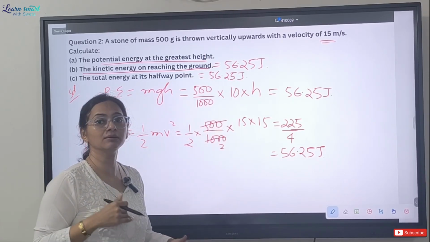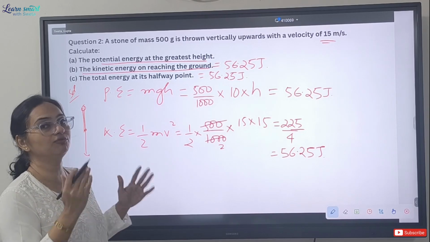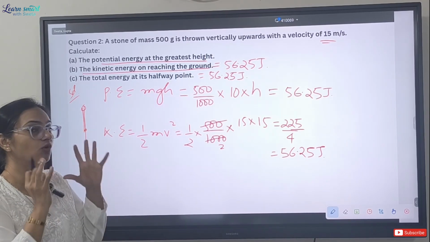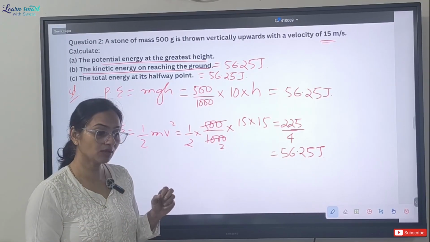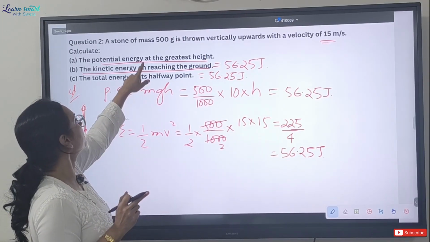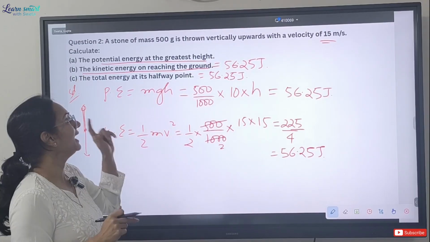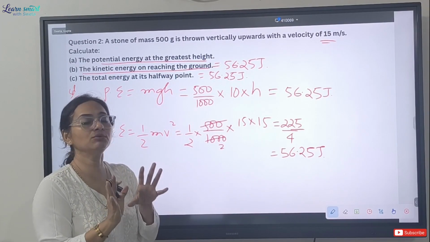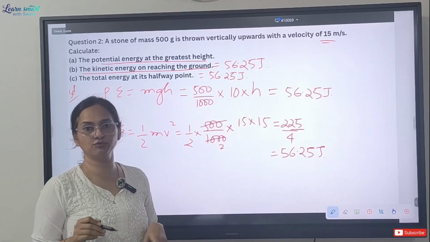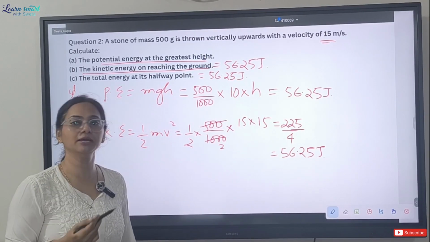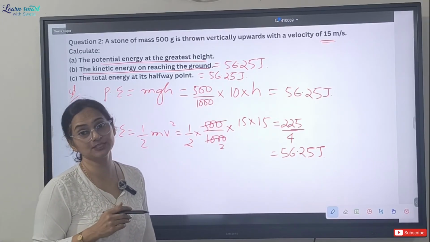So remember how the energy changes from one form to the other, and based on that the total energy will remain same. Whatever is the kinetic energy with which we are throwing the ball, the initial energy, that same will be the potential energy when it reaches the top, and that same when the ball falls and reaches the ground. Just before reaching the ground the energy will be same, which is 56.25 joules, and total energy at its halfway point will again be same, right? Let's see the next question.